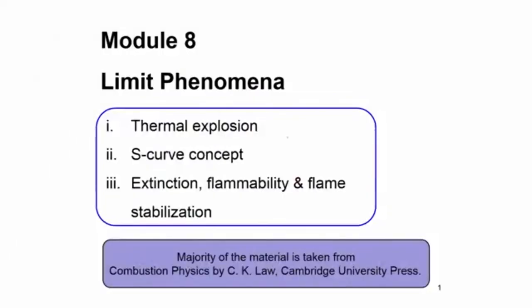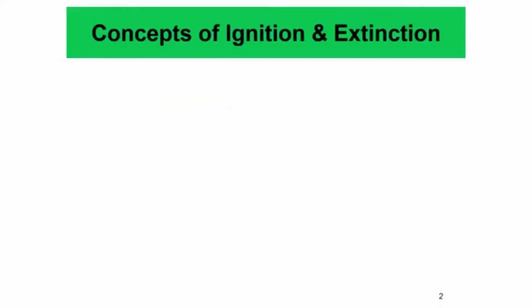Once again, we will go to the actual ignition problem in an engine later, but for now we first have to understand the basic principles which can lead to ignition, which we call thermal explosion. There is, of course, no explosion involved here. It is just a rapid rise of temperature that is taking place. Using this thermal explosion, we will go to the S-curve concept, extinction, and flammability limits. We will not go mainly into these topics here. Extinction and flammability we will just discuss, and flame stabilization we will take up later.